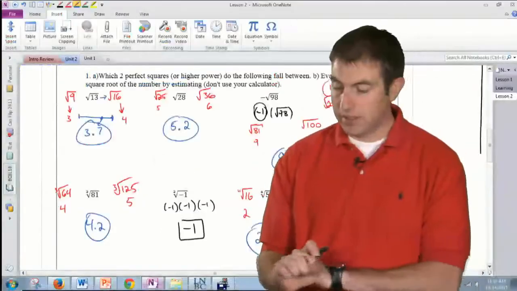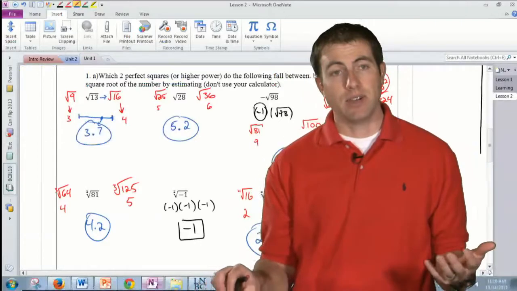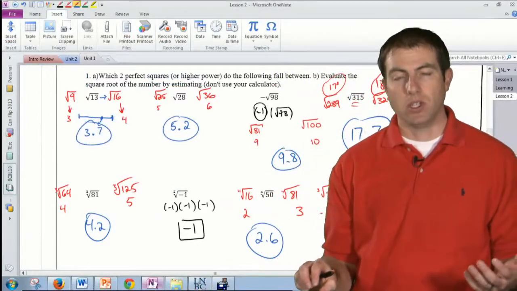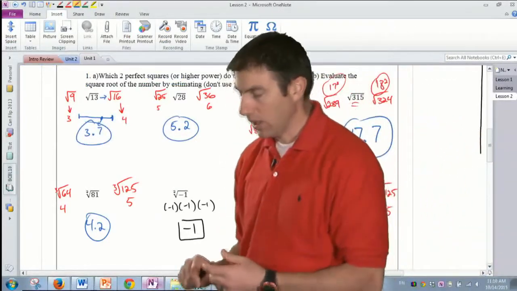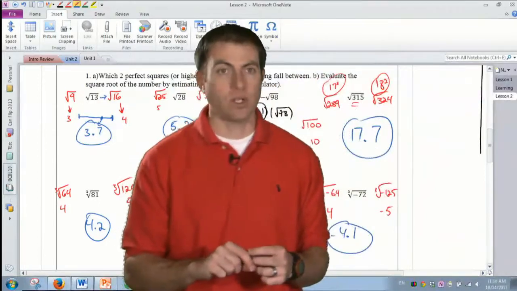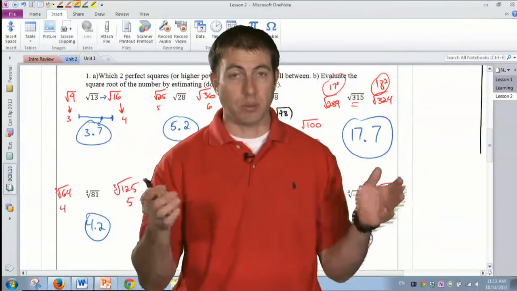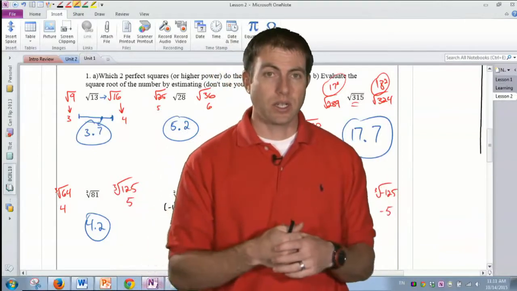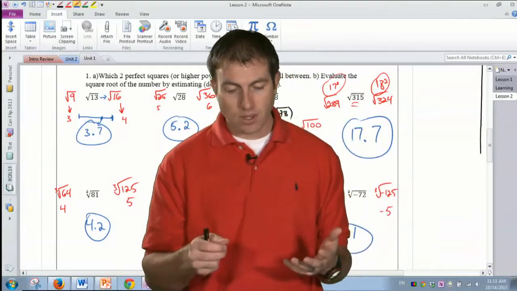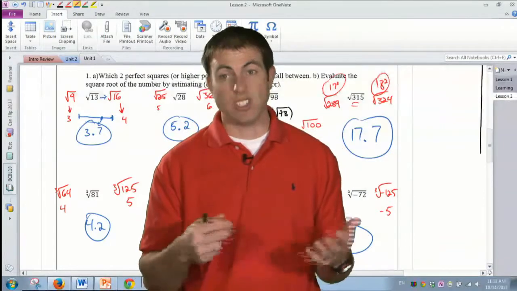So those are just estimates, not exact values. You don't have to have the exact number for those. Just do your best to find the perfect square on either side, or the perfect cube on either side, and kind of go from there. That is just an introduction to this stuff.